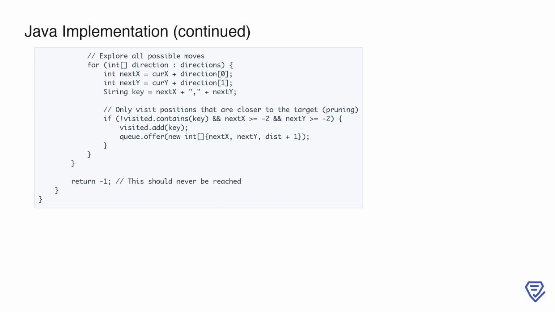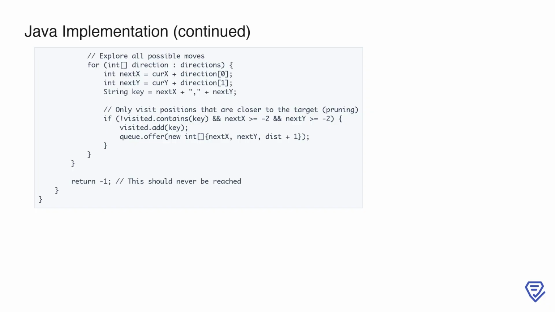For each direction, we calculate the next position by adding the direction vector to the current coordinates. We then generate a unique key for this position by combining the x and y values as a string. To optimize our search, we only consider positions that haven't been visited yet and are within a reasonable range near the origin, specifically greater than or equal to -2. This pruning step significantly reduces the search space, as positions too far from the origin are not relevant for reaching the target in the fewest moves.